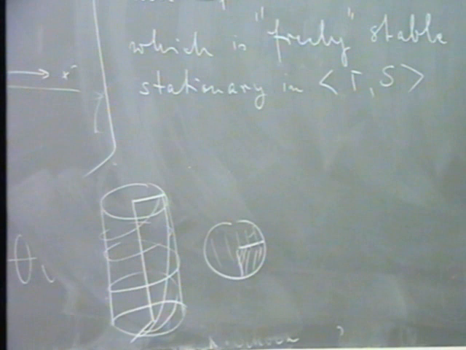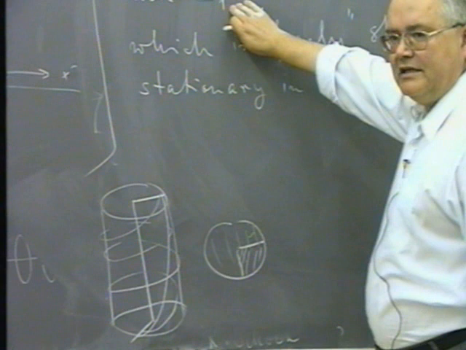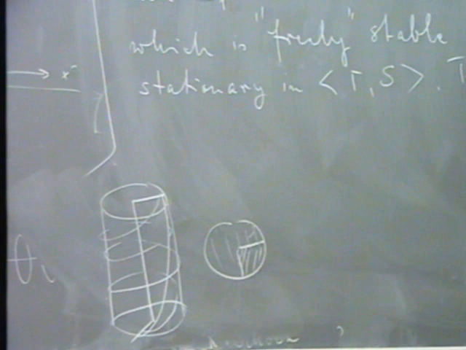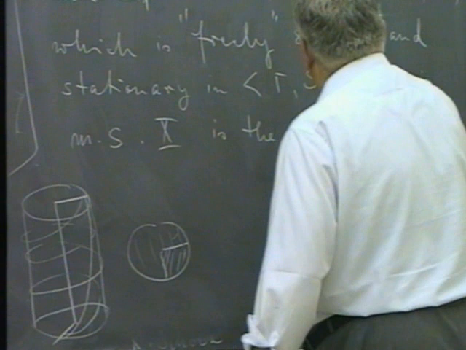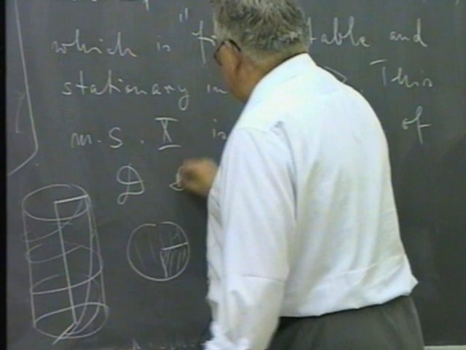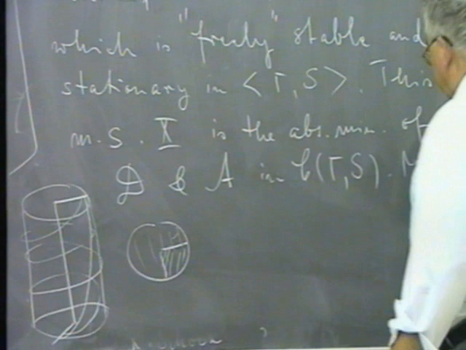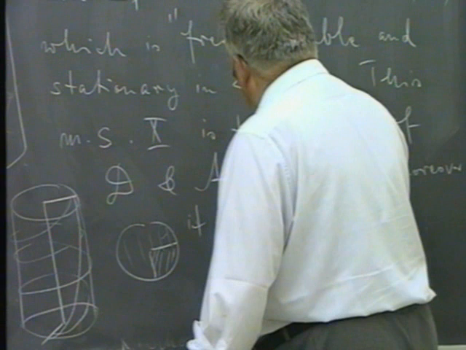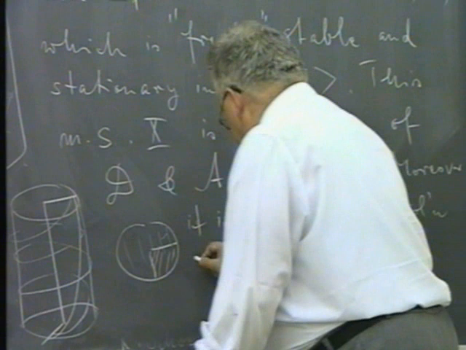And I want to say this minimal surface whose existence I claim. This is the weaker part of the theorem. The stronger part is that there exists exactly one. This minimal surface X is the absolute minimizer of Dirichlet's integral and of the area functional in the class C gamma S. Moreover, it is the graph of a solution, say z equals zeta of x, y.